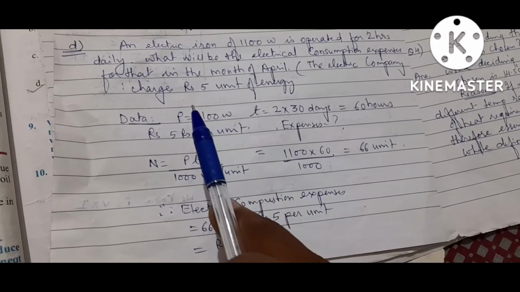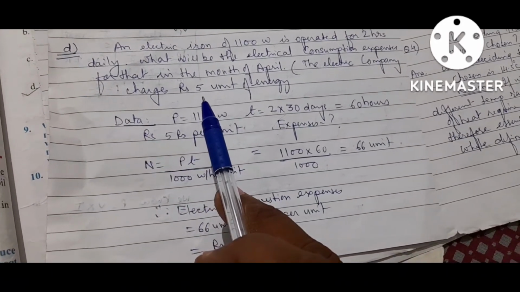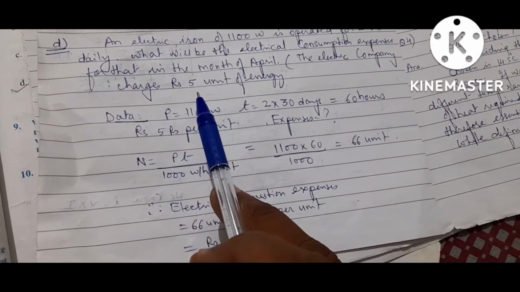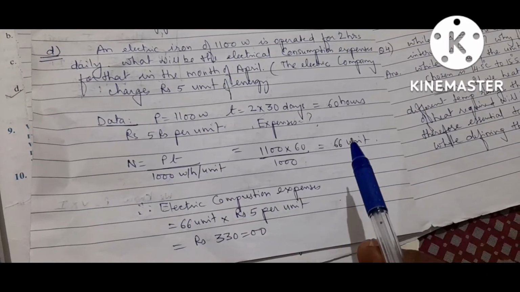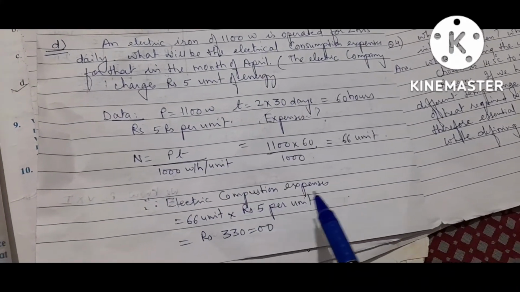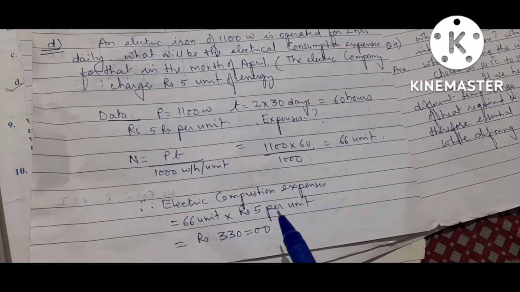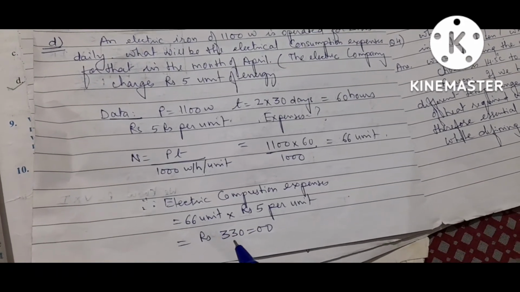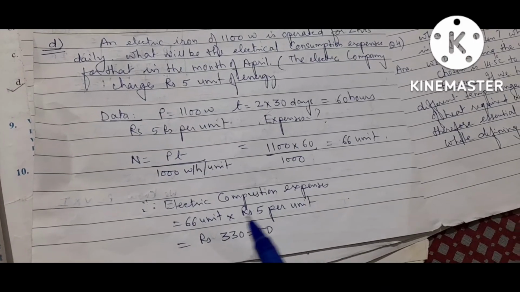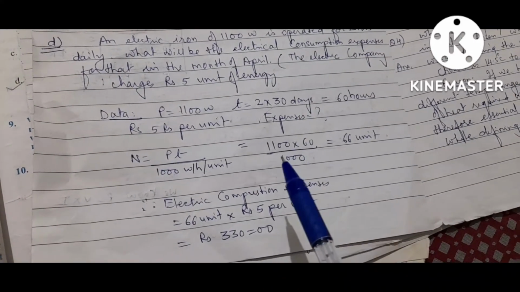Now 1 unit is given as rupees 5, the rate is given. So we multiply this: electric consumption expenses will be 66 units into rupees 5, and that is coming to rupees 330. So this is the expense for the month of April.